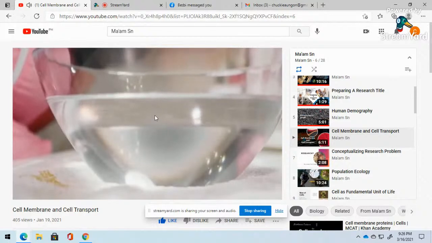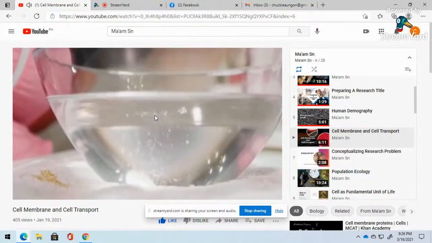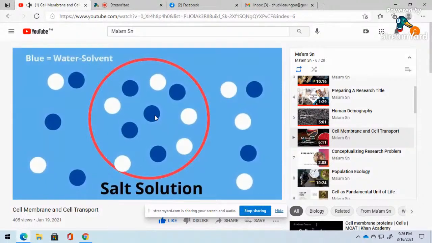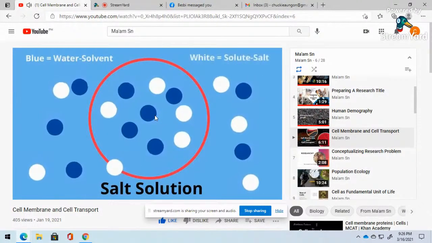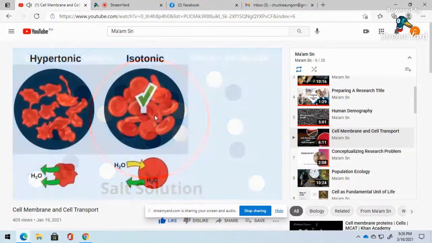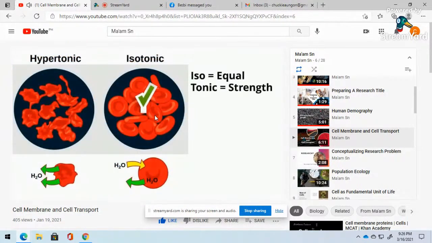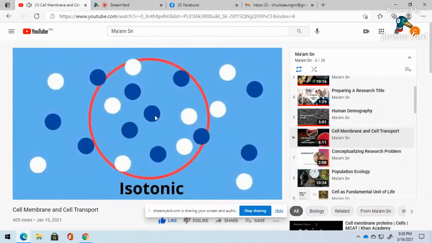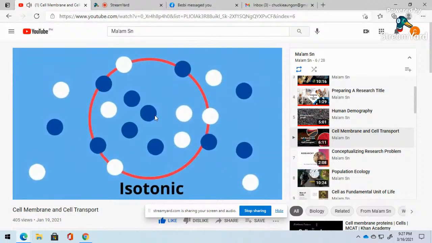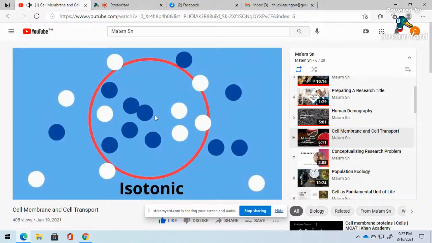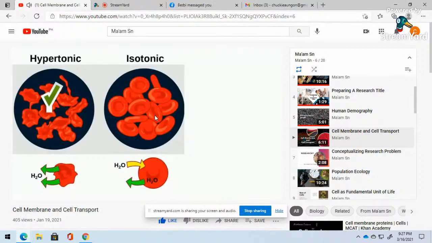Now, in our example, we're going to use salt water. In the example, the blue circles are the solvent, water, and the white circles are the solute, salt. An isotonic solution is equal. Iso meaning equal, and tonic meaning strength. So the solute and the solvent will travel in and out of the cell equally, and the cell will stay the same. It's equal.